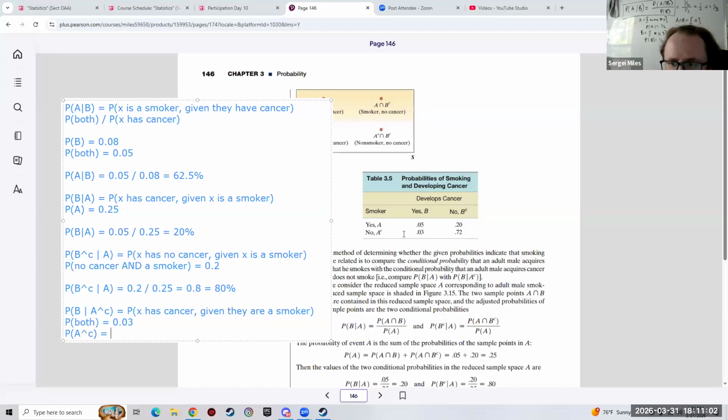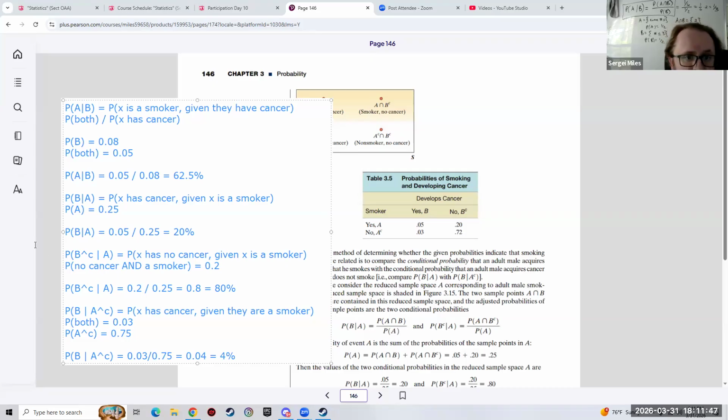There are two different ways to be not a smoker. You could be not a smoker with cancer, or you could be not a smoker without cancer. Added together, that is 0.75. So now we can calculate this conditional probability. The probability of developing cancer given somebody is not a smoker is 0.03 divided by 0.75, which gives 0.04, or in other words, 4%.